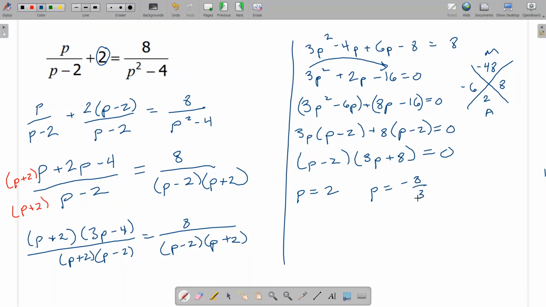So we need to check each of these. When we plug them in, do we get 0? The answer is yes. When I plug 2 into the denominators, I get 0 here and 0 here as well. So that's not okay. We can't have 0 in our denominator. It's fine to have 0 in the numerator, but never in a denominator. So we have to throw out 2. The negative 8/3 is still fine, so we still have a solution here. There's just 1 instead of 2 like we thought.